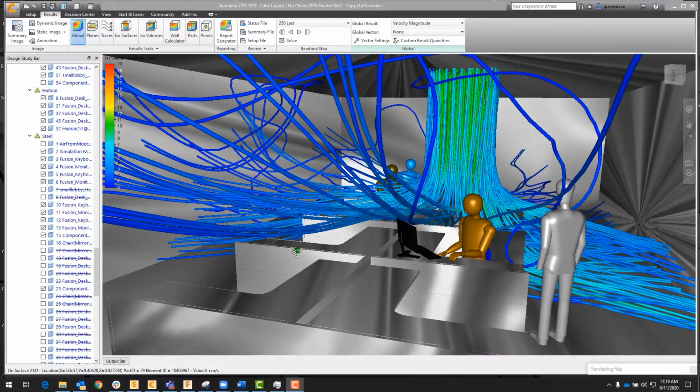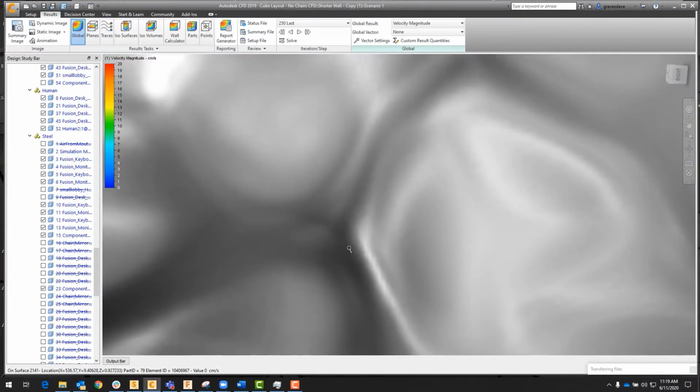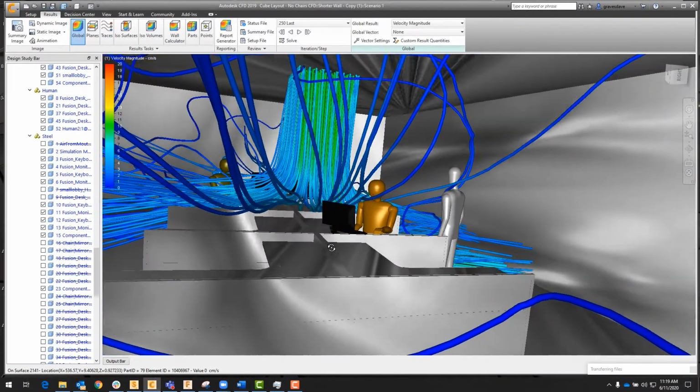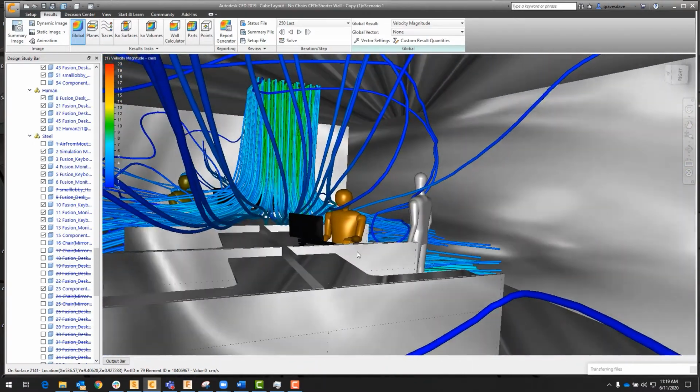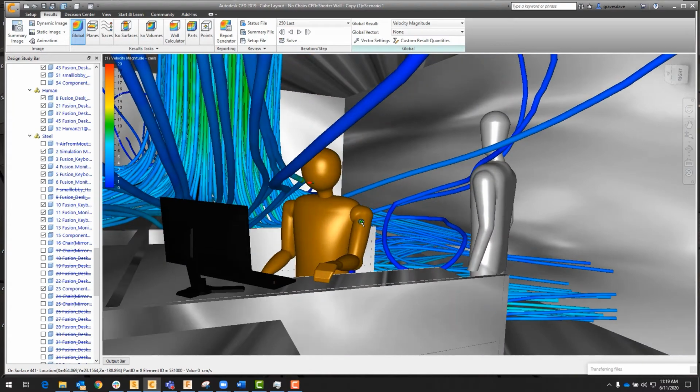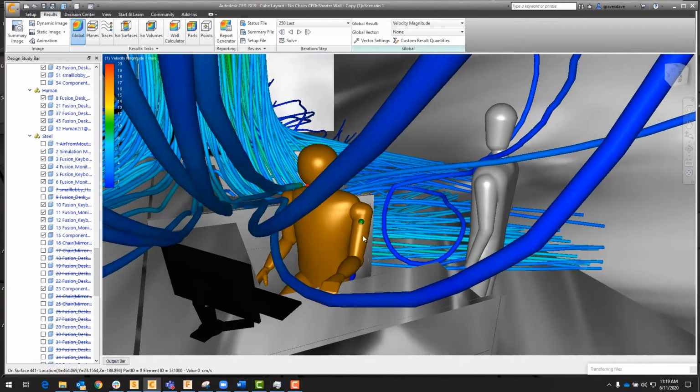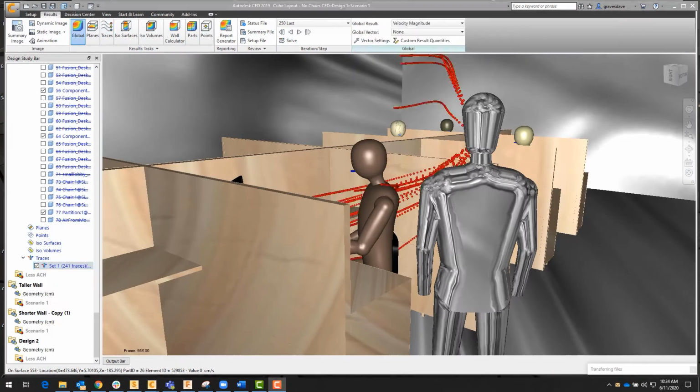Now let's take a look at how airflow can affect the safety of occupants. By being able to visualize this phenomenon, you can better understand what situations might place employees at a greater risk. For example, what happens if my boss comes over to talk with me while I'm sitting? Well, if they get too close, you can see I could obviously be at more risk.